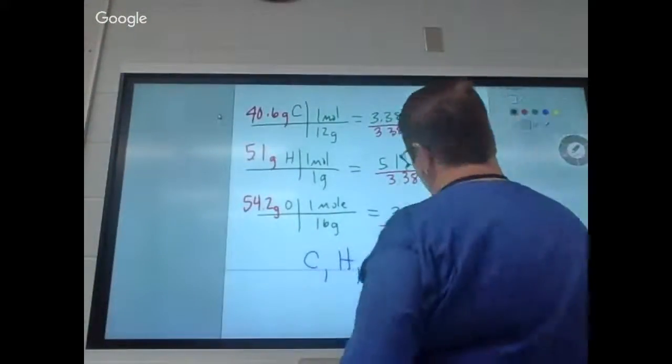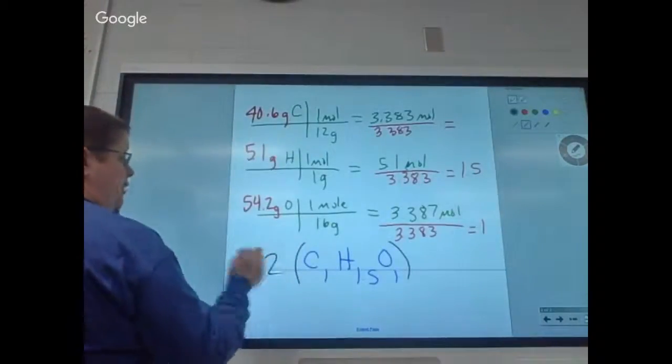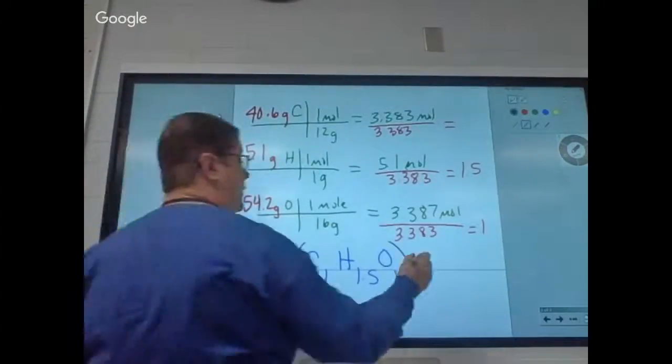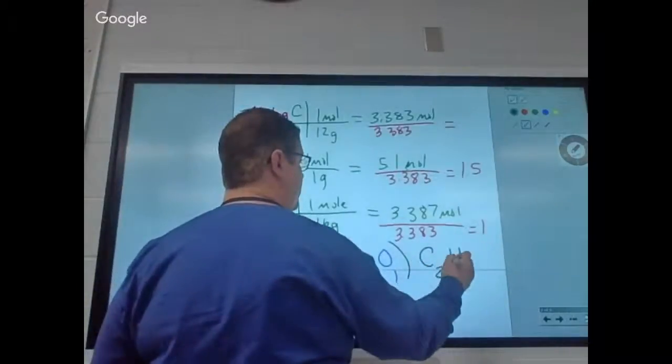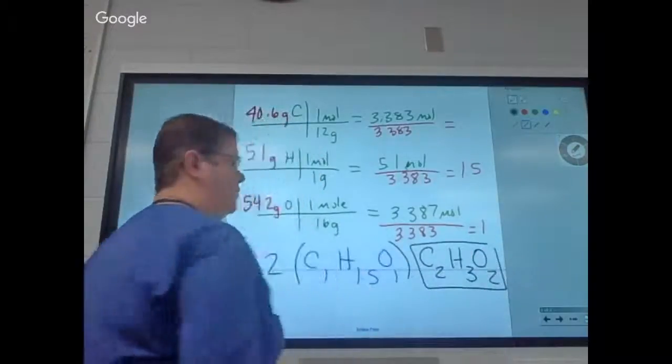What do we do anytime we have a half? We're going to take the formula and multiply by the inverse, which is 2. So what do we get? C2H3O2. That's the empirical formula.